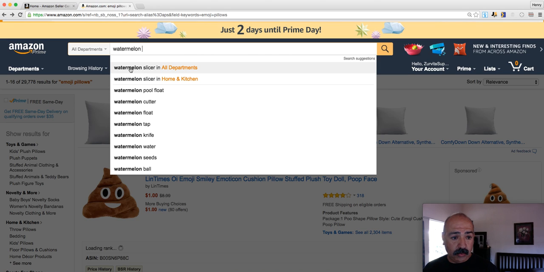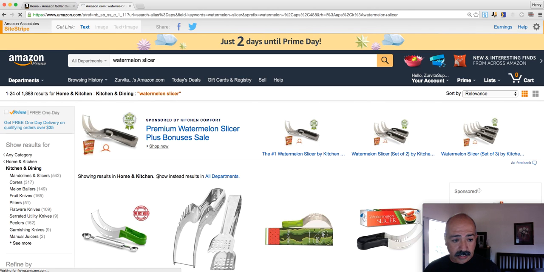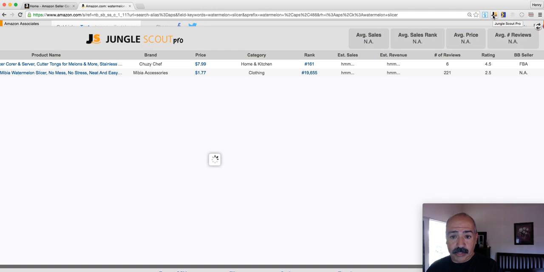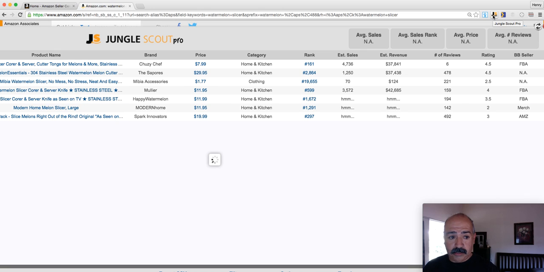Okay, now we're looking at watermelon slicers, and these are the watermelon slicers. And he had asked me about this particular product, and to me it's so saturated I wouldn't touch it. But that's just me. There's enough sellers on here. So right here, we pull this up. I go into my JUNGLESCOUT, and I go ahead and I see how many people are actually selling this product.